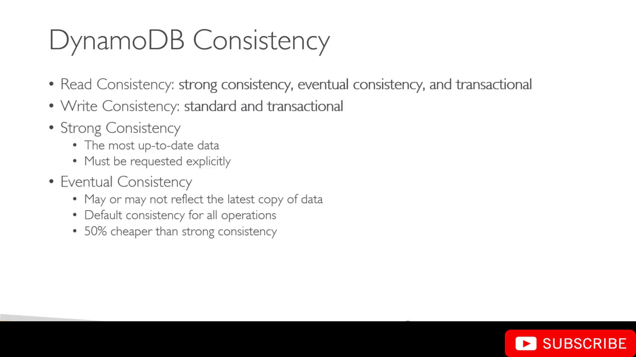Then we have eventual consistency. So this may or may not be the latest copy of data, and we'll see what I mean in just a bit. This is the default consistency for all read operations, and this is 50% cheaper than strong consistency. So DynamoDB charges you twice as much if you use strong consistency as compared to eventual consistency.